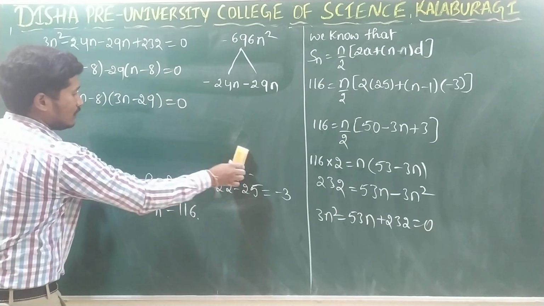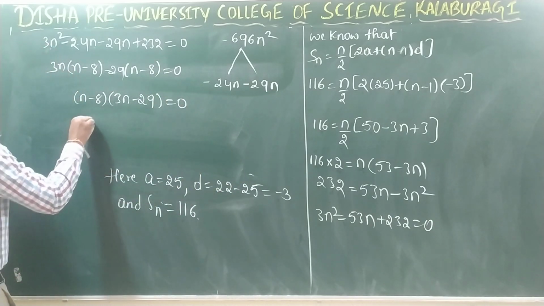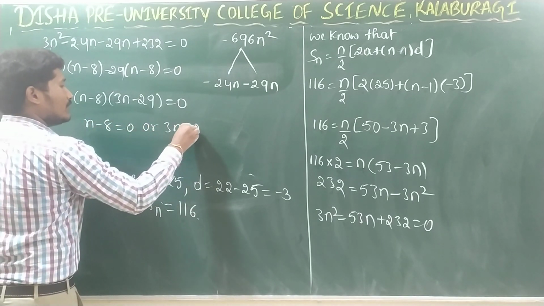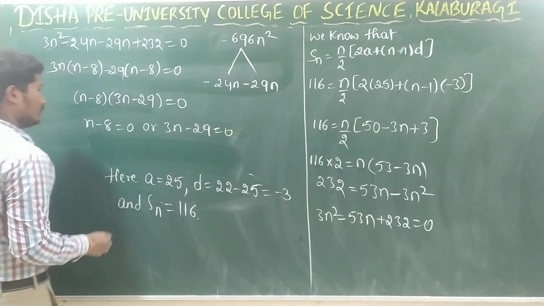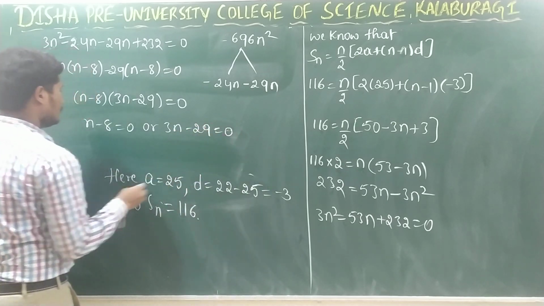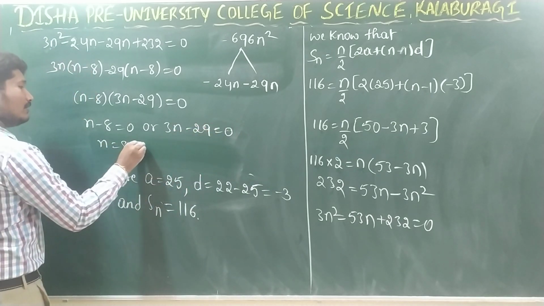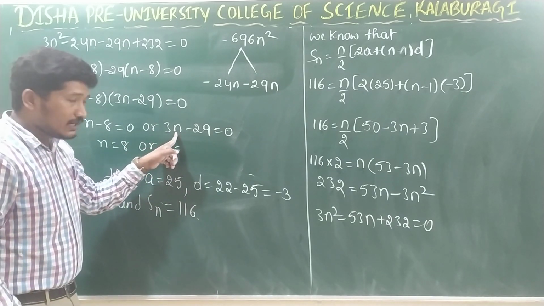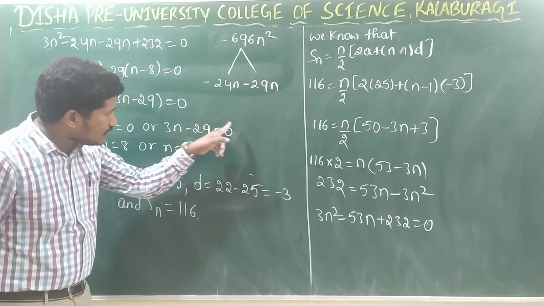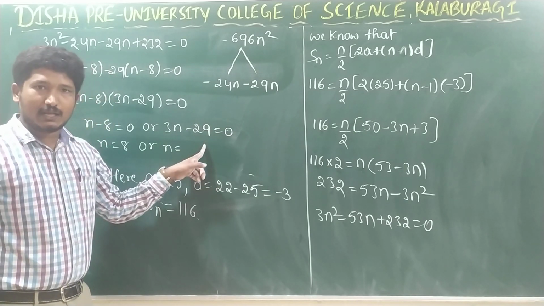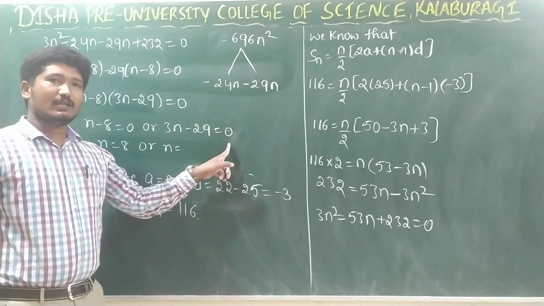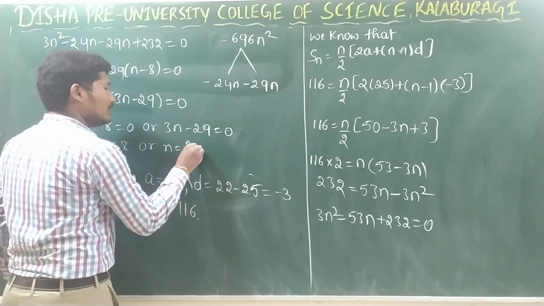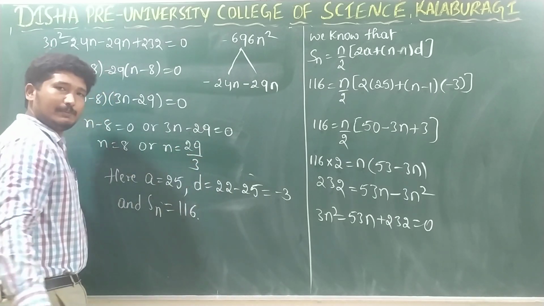Right? So now N minus 8 is equal to 0 or 3N minus 29 is equal to 0. So the value of n will be 8 here, or n value will be, see, 3n is equal to, when I transfer this to RHS, you will get plus 29, and when I transfer again this, it will come to the denominator. So n value will be 29 divided by 3, right?